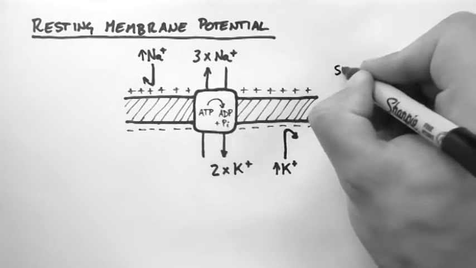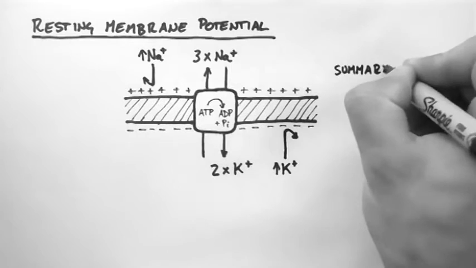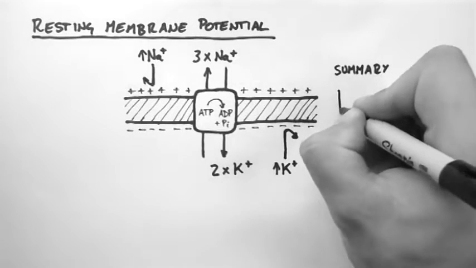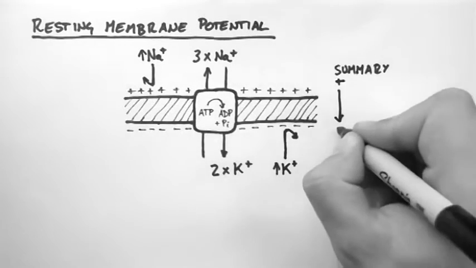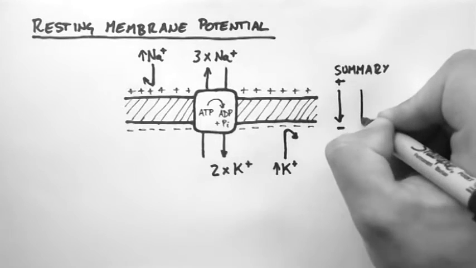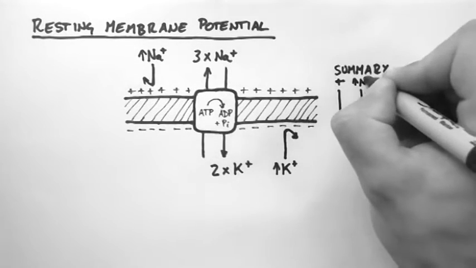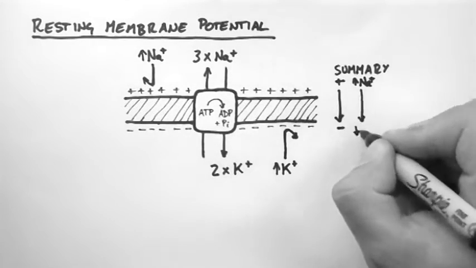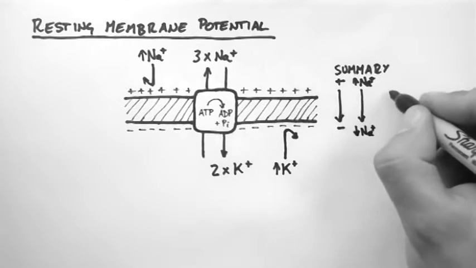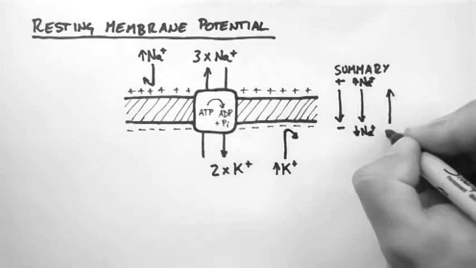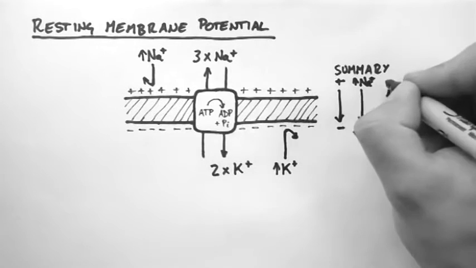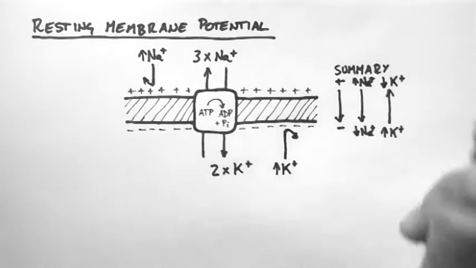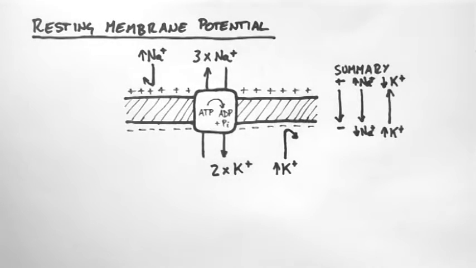In summary, there is a positive to negative gradient this way, and there is a high sodium to low sodium gradient also this way. And there is a high potassium to low potassium gradient the other way. And this sets the scene for an action potential.